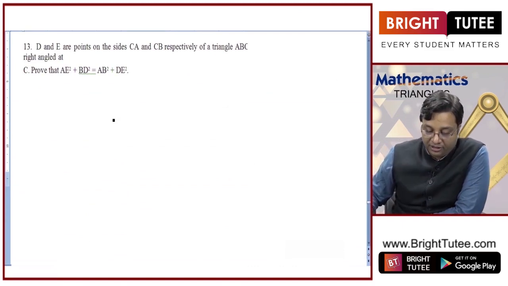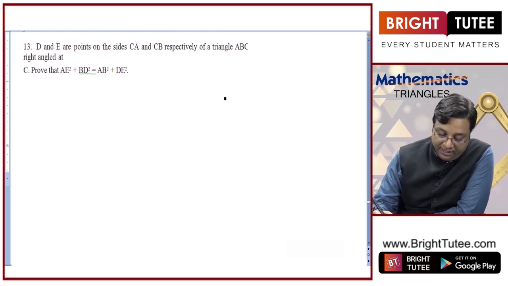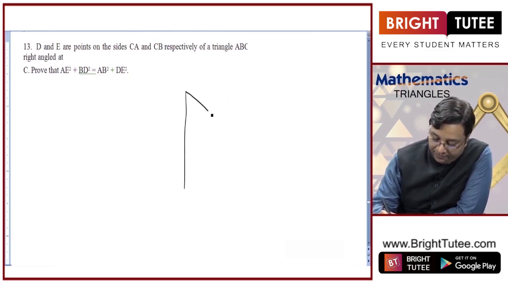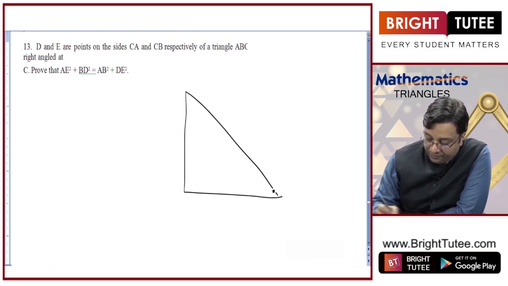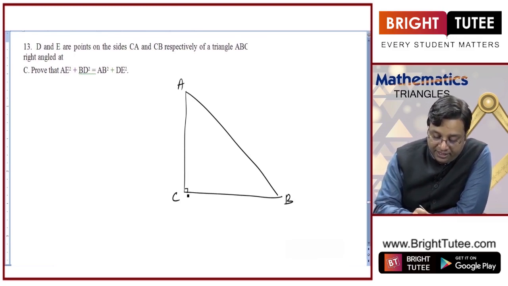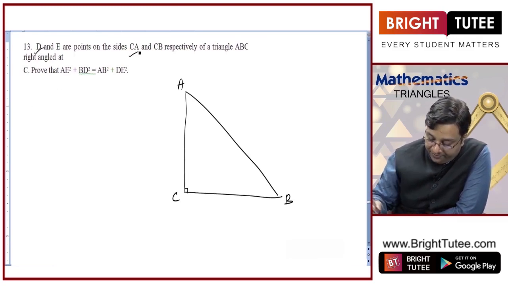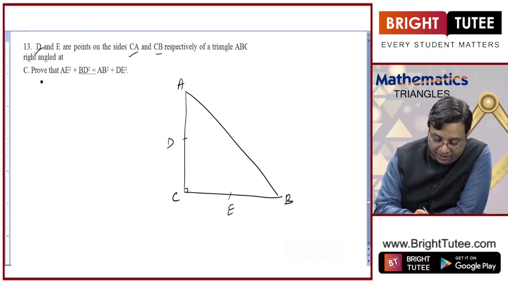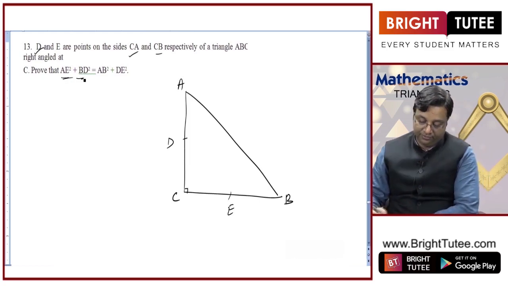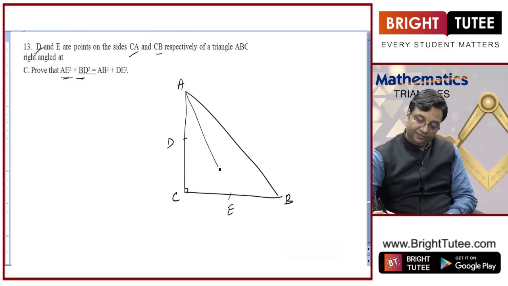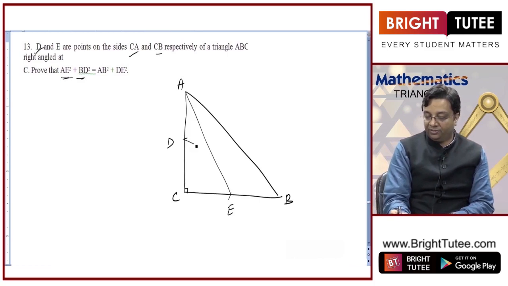Now D and E are points on the sides CA and CB respectively of a triangle ABC, right angled at C. So this is a right angle. D is a point on CA. Okay. So let us take D here, and E on CB. Let us take a point E here. Okay. Prove that AE square plus BD square. So let us join AE and let us join BD.